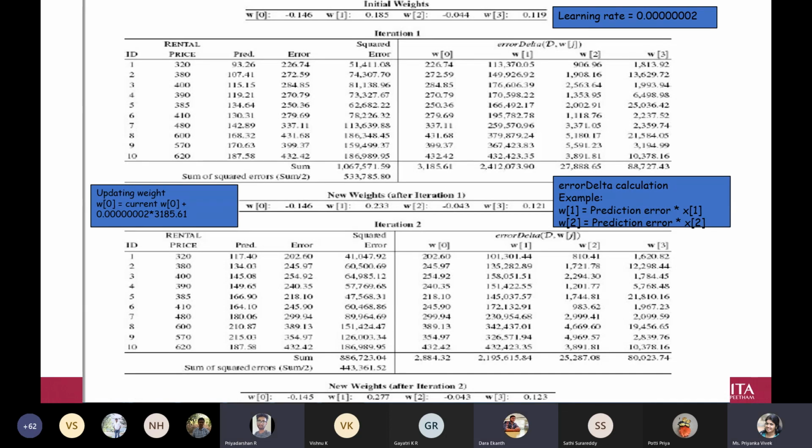Ma'am, for W0, I am getting minus 0.145936. Yes, it is correct. So it is approximated as minus 0.146. In our data also it is minus 0.146. Actually, it is almost the same. So either we round it off to 3 places or maybe 4 places and then continue. That is fine.